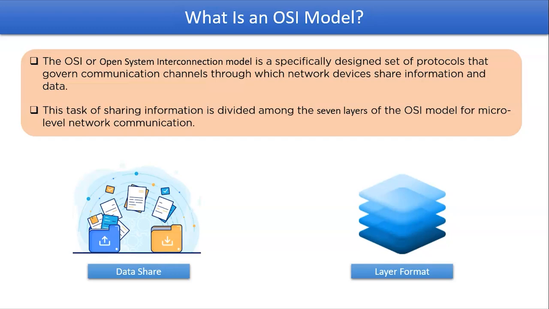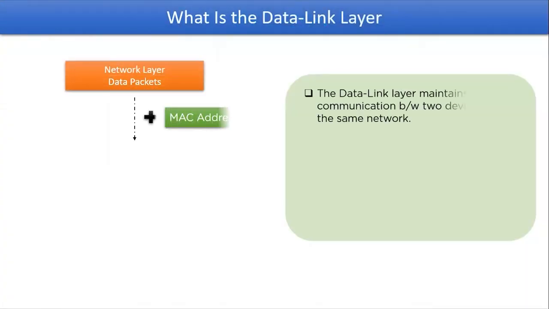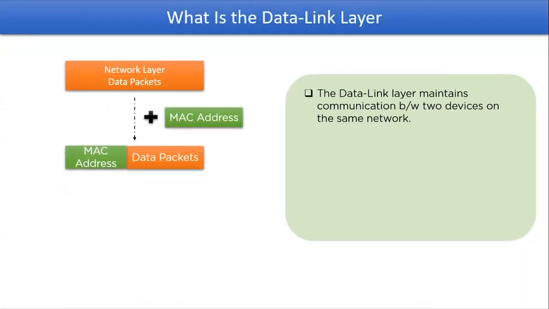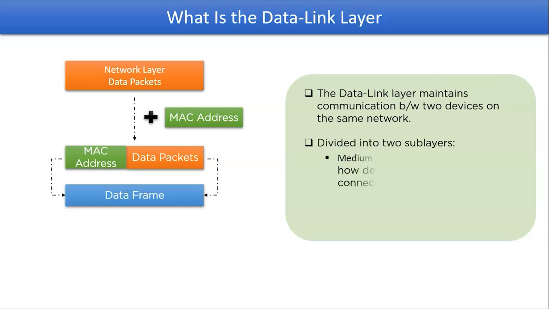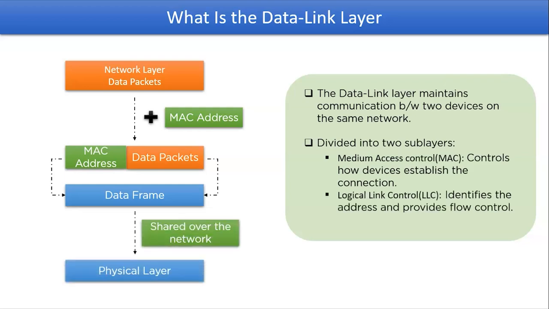Now, let's move on to the main topic for today's session, which is about what is the data link layer. The data link layer is responsible for maintaining and terminating the established connection between the devices over the network. It has 2 sub-layers. The first one is the medium access control, which uses the MAC addresses from the devices to transfer data between them.